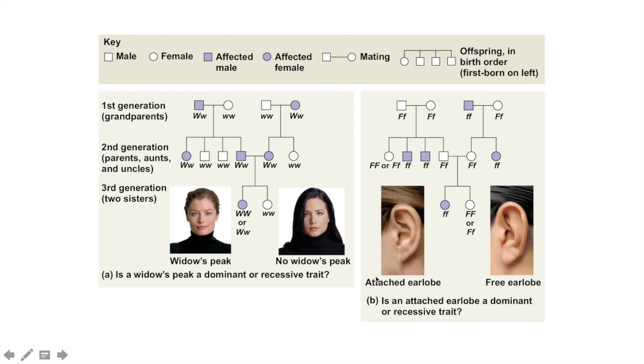Okay, so we can ask the same question about attached earlobes versus unattached free earlobes. And again, they've kind of done the work for us by showing the genotypes of everyone in this family. I guess it's the same family, it looks like, but now we're mapping a different trait. We're mapping these earlobes. You can see that Grandpa over here has a free earlobe and no widow's peak. Grandma's got a widow's peak and an attached earlobe.